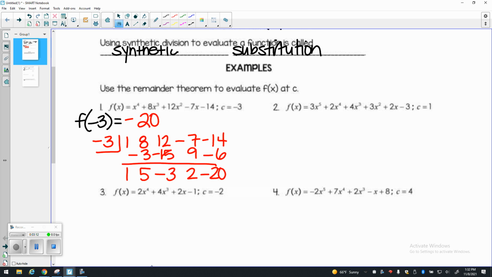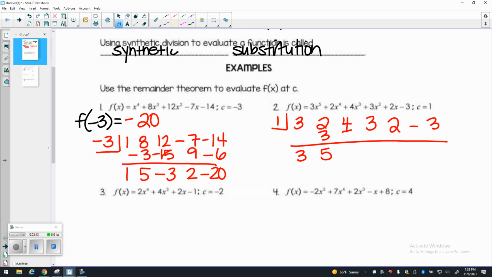It really does. Number 2, what's going to go in my box? 1's going to go in my box. Am I missing any terms? 5, 4, 3, 2, 1, 0. We're good, right? So 3, 2, 4, 3, 2, -3. What do I bring down here? Always bring down the first term, right? So I'm going to bring down 3. So this is 3, which is 5, 5, 9, 9, which is 12, which is 12, which is 14, which is 14, which is 11.